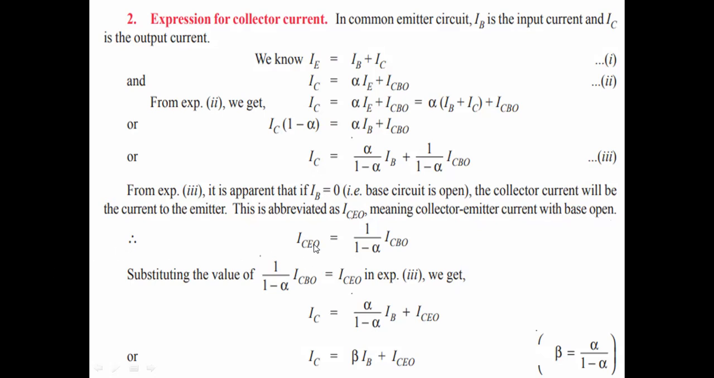ICEO is equal to 1 by 1 minus alpha into ICBO. So from this you can replace the 1 by 1 minus alpha into ICBO with ICEO. Whereas alpha by 1 minus alpha is equal to beta. So IC is equal to beta into IB plus ICEO. This is the current equation from the common emitter configuration.